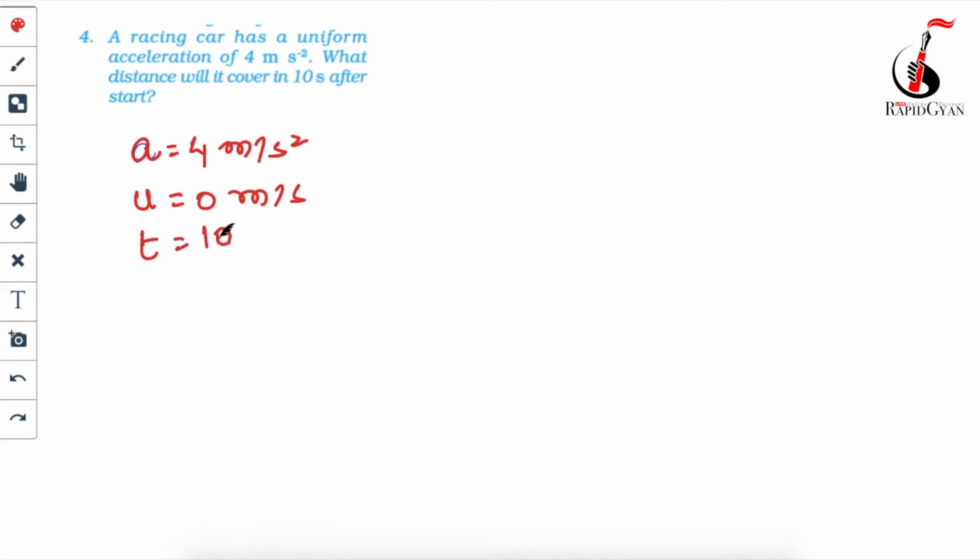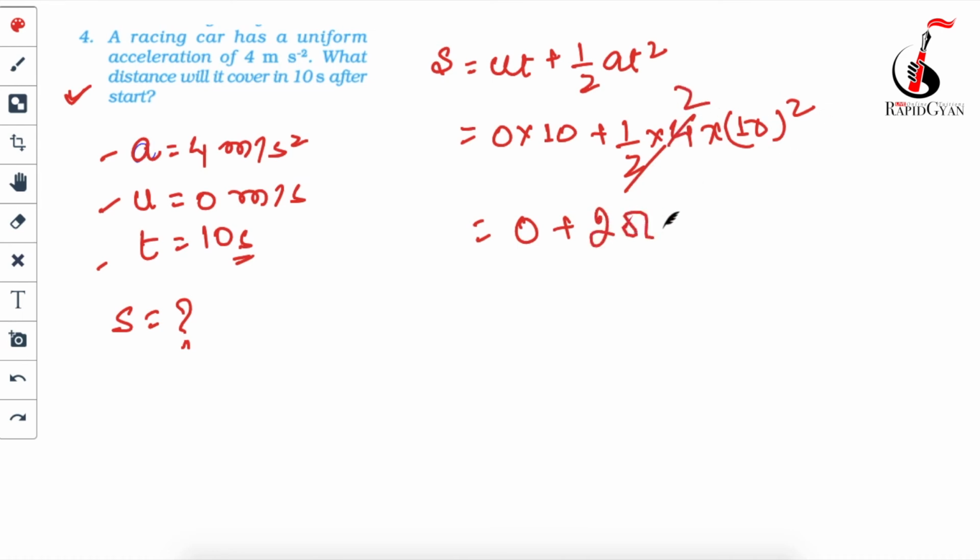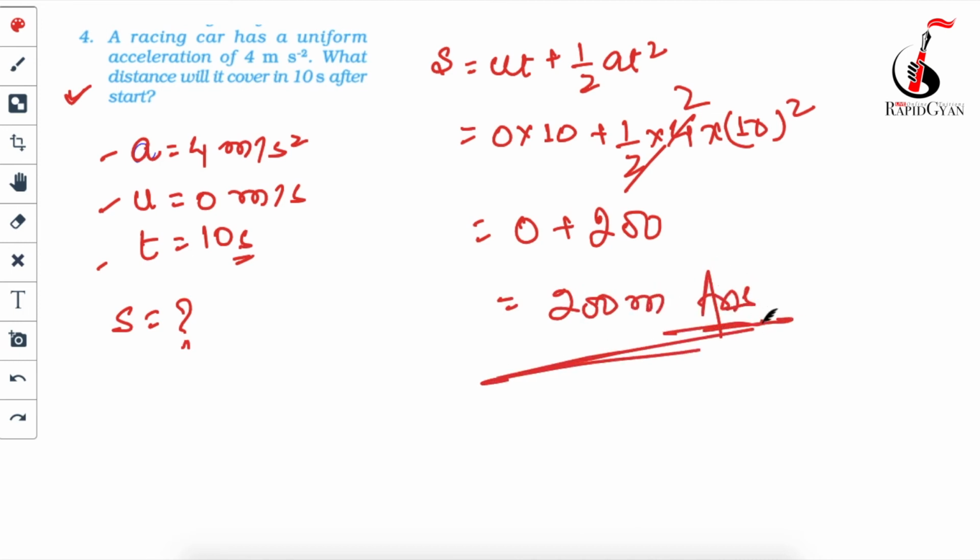Time is given, 10 seconds. What you will have to find? Distance you will have to find. So how are you going to find the distance? You know u, you know t, you know a, and you will have to find s. So use the second equation of motion, which is s is equal to ut plus half at square. So u is 0. So 0 times 10 plus half times 4 times t square, that is 10 square. So this is 0 plus 2 times 100, that's 200. So s will be equal to 200 meter. That's your answer.